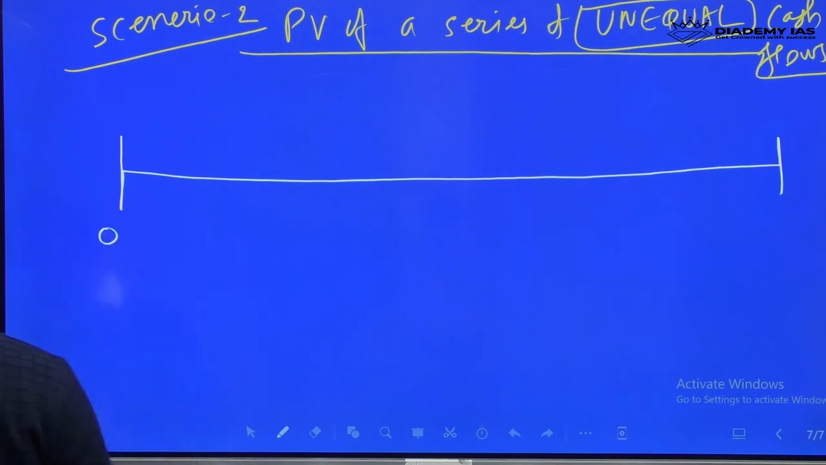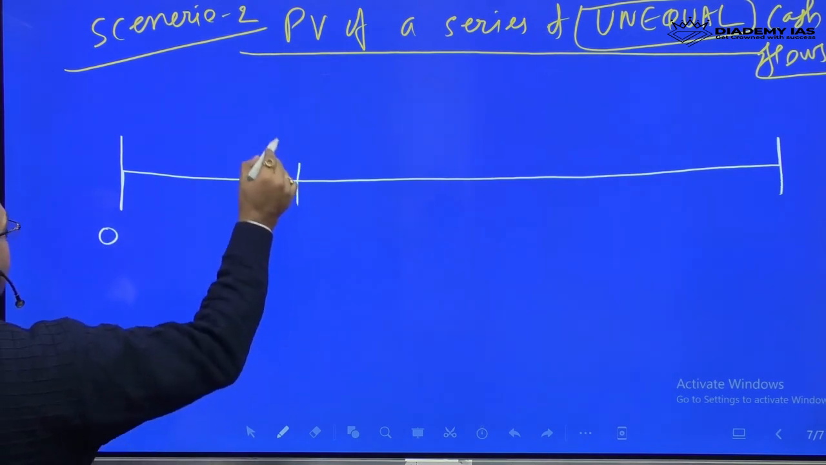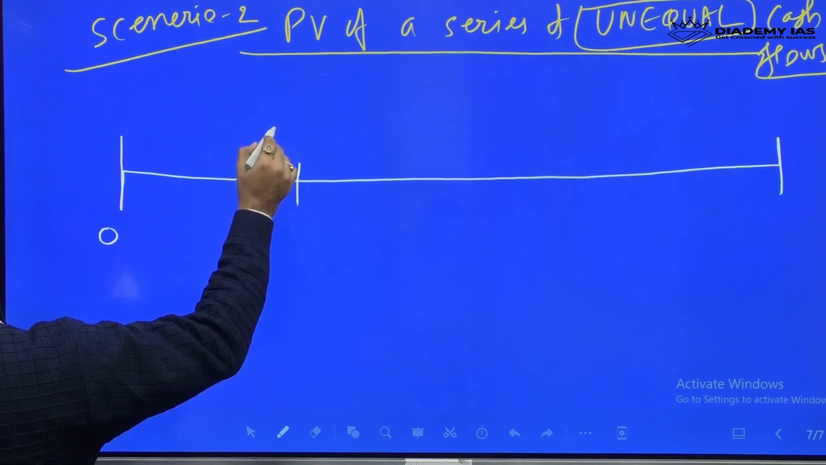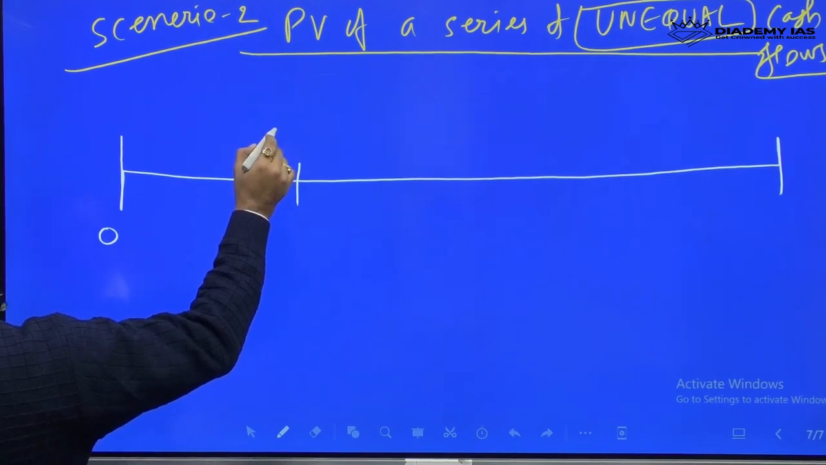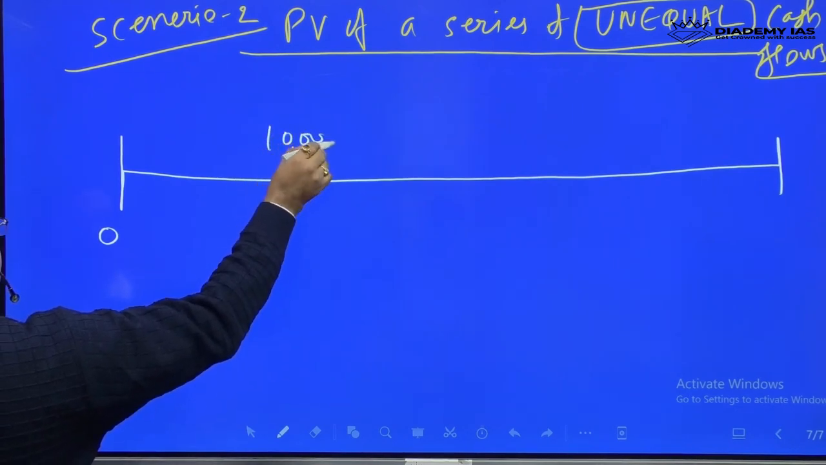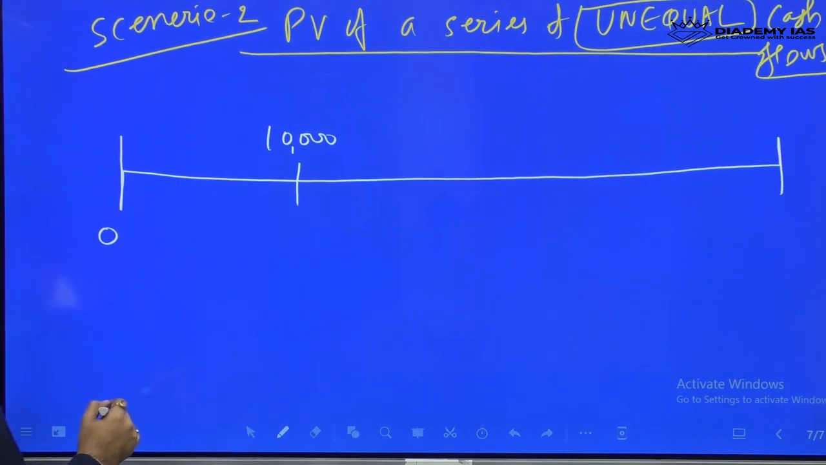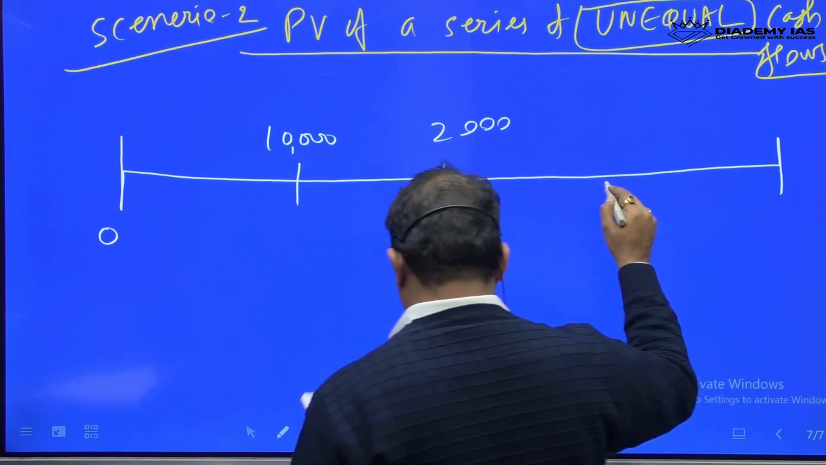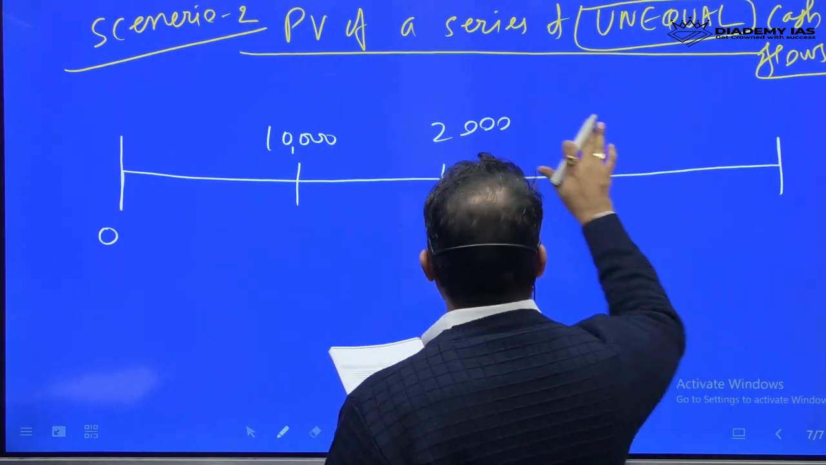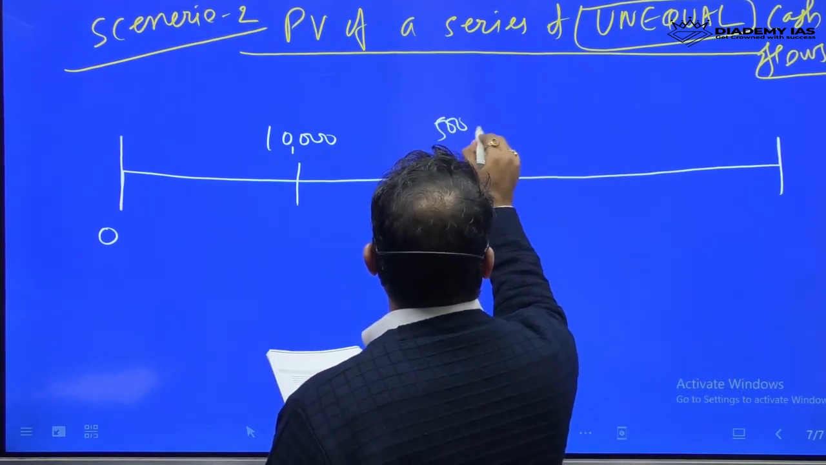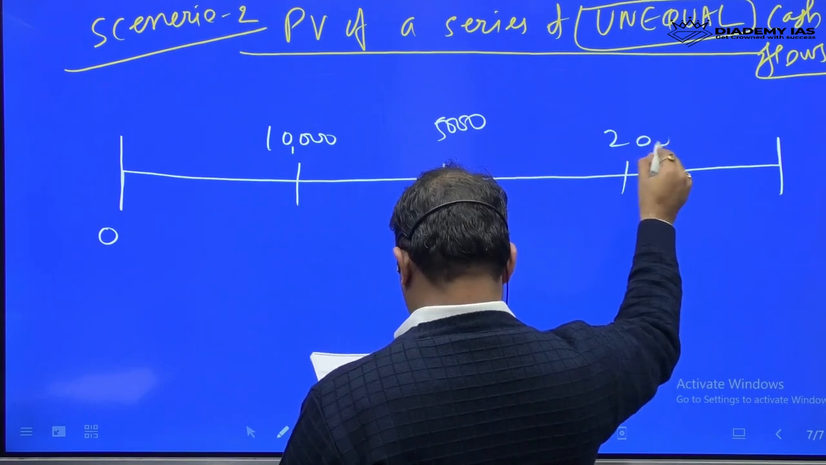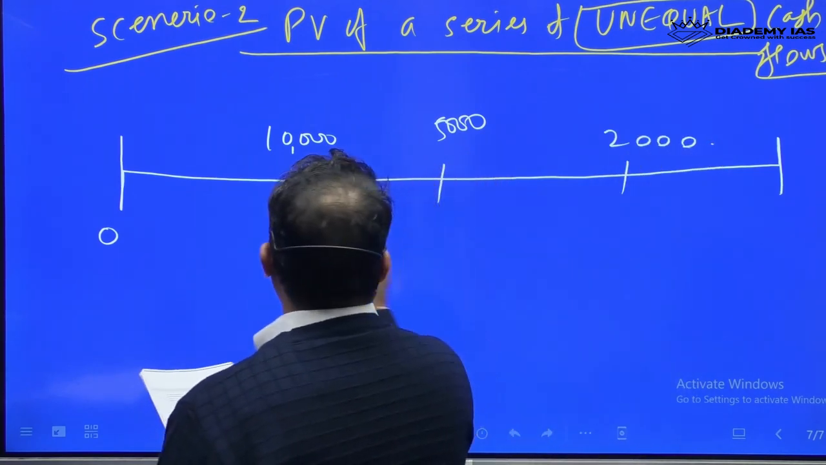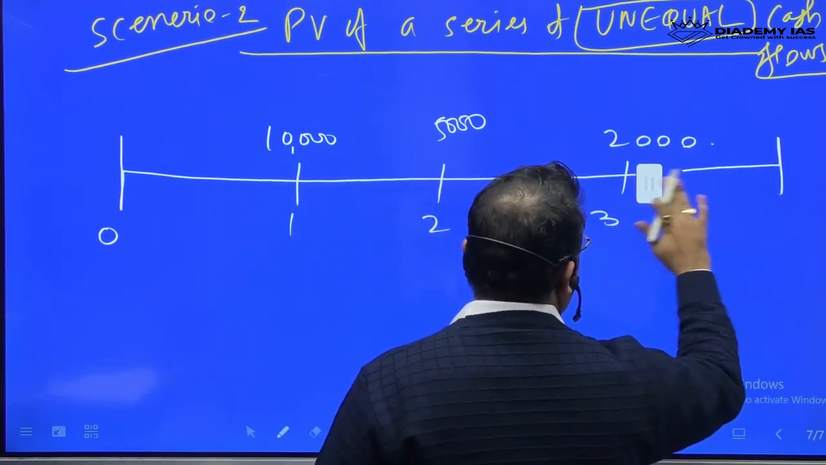This is zero. This is period one. So we get 10,000 rupees. Here we get 2,000 rupees. And here we get 5,000. Here we get 2,000 rupees. 1, 2, 3.